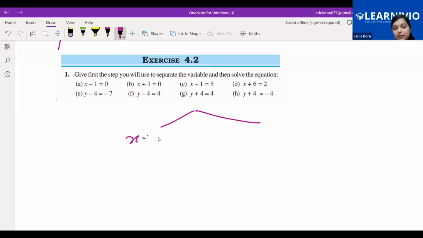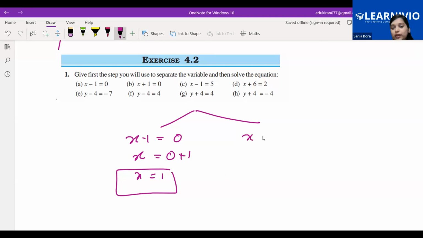So for example, x minus 1 equals 0. I can put the x here, leaving the variable behind, and shift this constant number to the right hand side. If it is negative, it will become positive. If it is positive, it will become negative. If it is in multiplication, it will come in division. If it is in division, it will come in multiplication. The opposite will work, right? This number was negative, so it came here and became 1. Clear? This is the simple method which we follow.